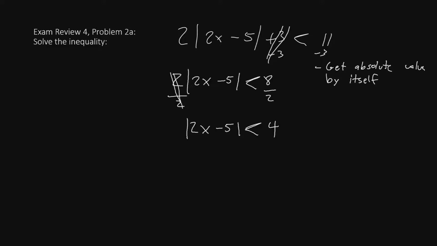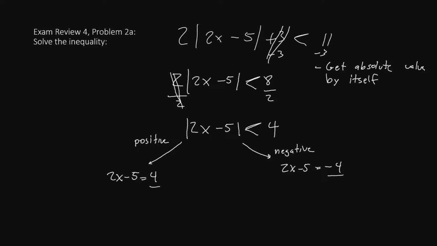To solve an absolute value inequality, we'll split it into a positive version and a negative version. In the positive version, we'll start with 2x minus 5 equals 4. And for the negative version, we'll have 2x minus 5 equals negative 4. The only thing we change is the sign of the 4.